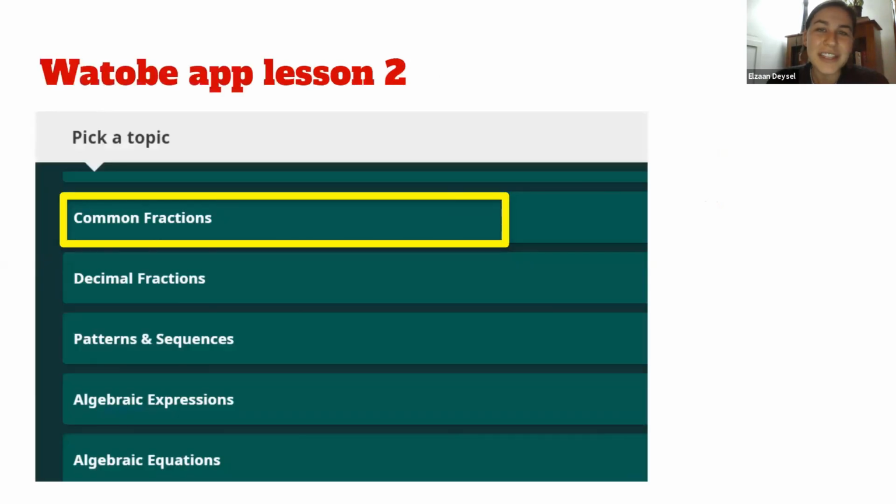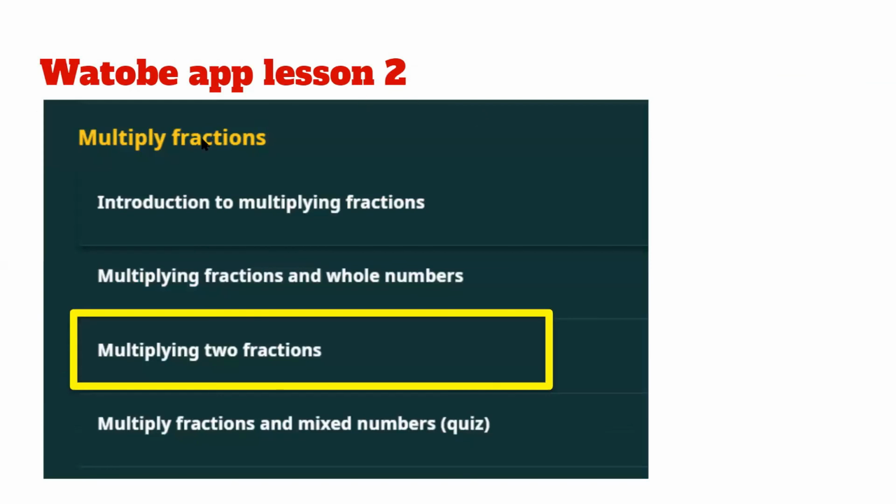And then just to get the revision work, what you can do is go into your Watobi app and go into common fractions, as you all know. And then under multiply fractions, you will do multiplying fractions. Okay. So that's all that you need to do before our next lesson on Tuesday.